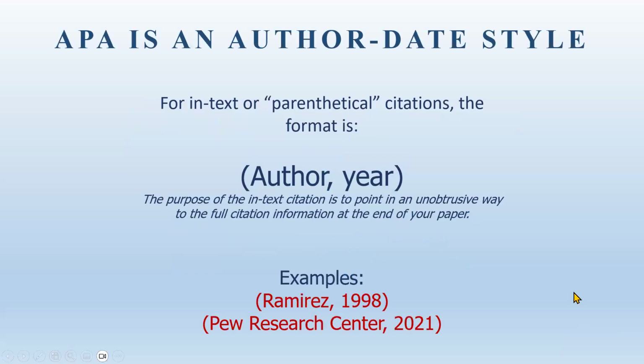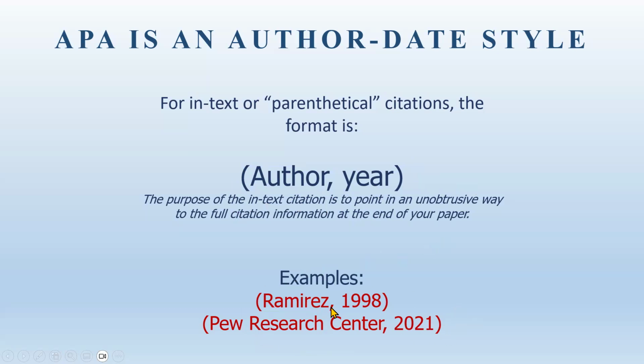All right, APA is an author date style. What does that mean? For your in-text citations, also called parenthetical citations, why? Because they are, as you see here, inside parentheses. The format is to include the author's name and the year, the date. The purpose of this in-text citation is to be as small and unobtrusive as possible, while still pointing your reader to the full information about this item you are citing that appears at the end of your paper in your list of references. So just a couple of very simple examples here.